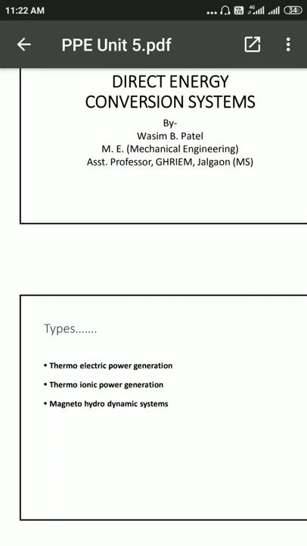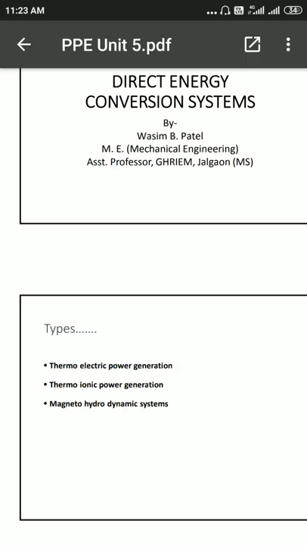Hello everybody. Today we will study the direct energy conversion system, which comes under unit number 5. We are dealing with solar radiation, directly converting the solar radiation into electricity.